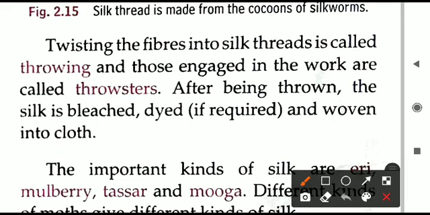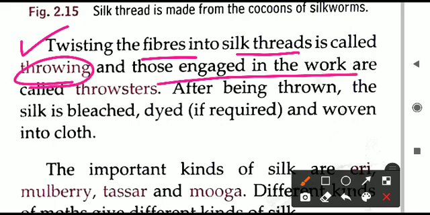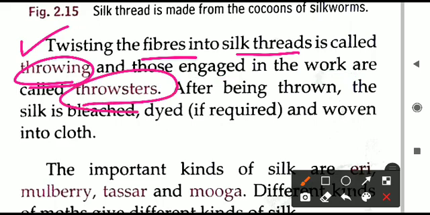How can we convert these silk fibers into thread now? Twisting the fibers into silk thread is called throwing, and those engaged in this work, converting the fibers into thread, are called throwsters. The process is throwing, and the person who is doing this process is called a throwster.